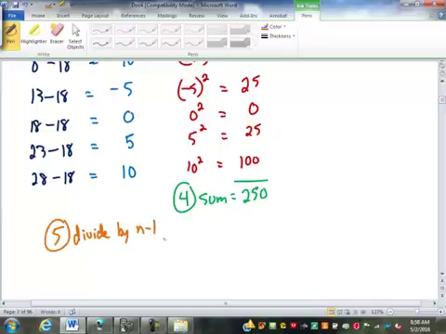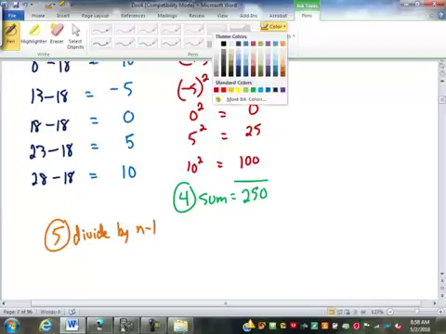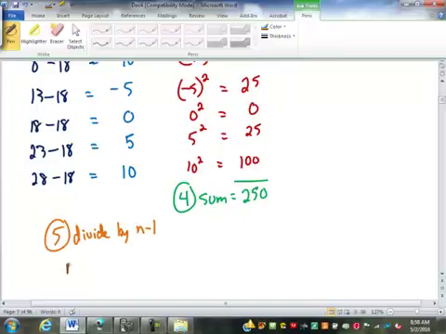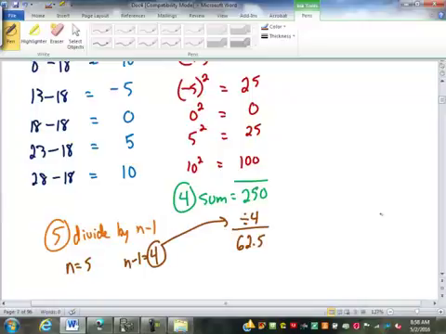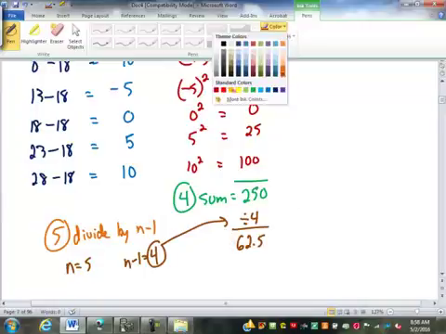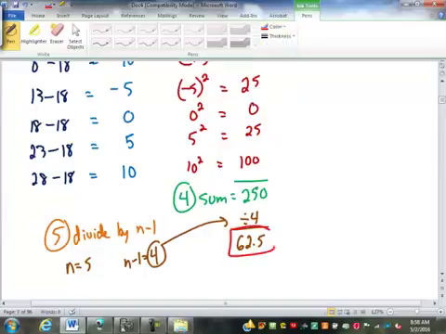Step 5 is to divide by n minus 1. In this data set, n equals how many? There were 5 numbers in the data set. So n minus 1 equals 4, right? 5 minus 1 is 4. You're going to divide by 4. Gives you 62.5. That's step 5. That number right there, the 62.5, would be considered the variance.